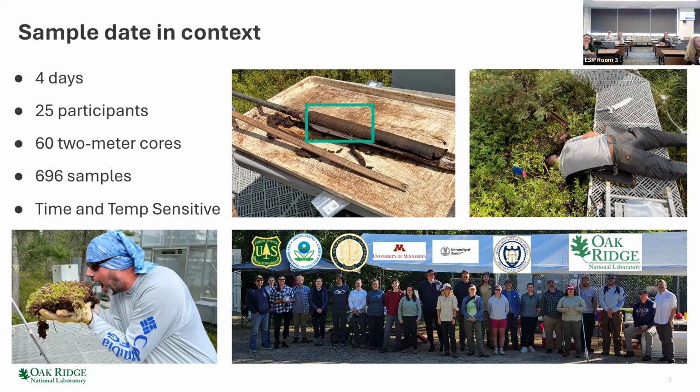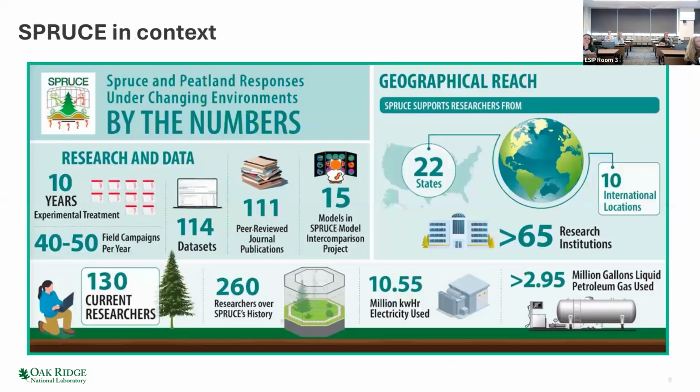All right, so here's a little bit more of that date into context. So that was 2025. 2025 was the last year that the SPRUCE experiment was running. Like I mentioned, it was a decadal experiment. So all these peat cores that we collected were the cumulative 10-year response of these temperature and CO2 treatments. So they're especially special in the context of the experiment.